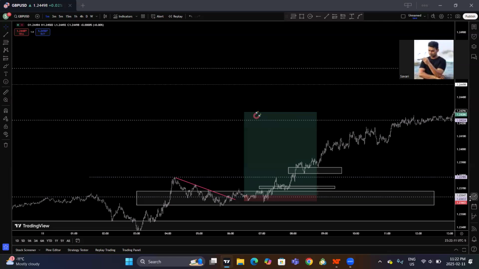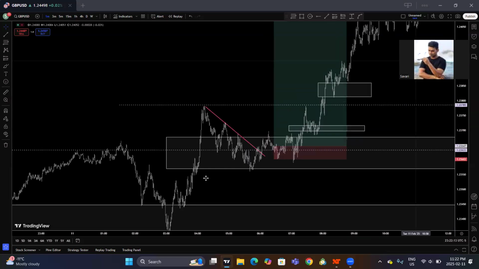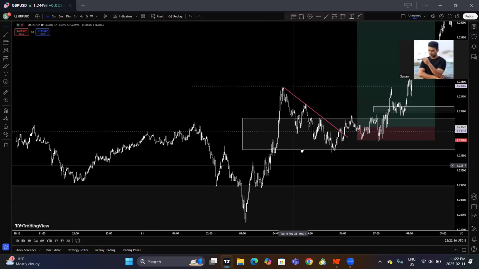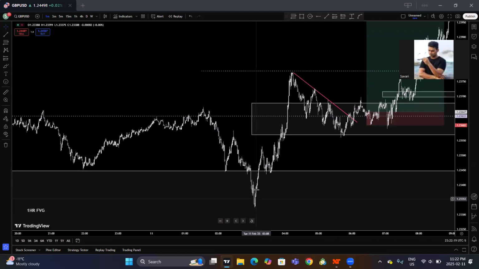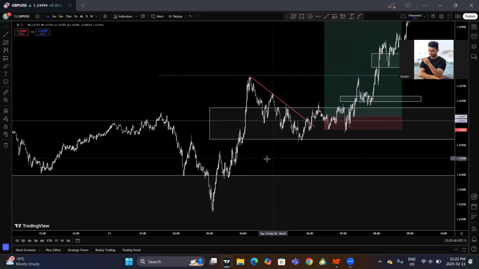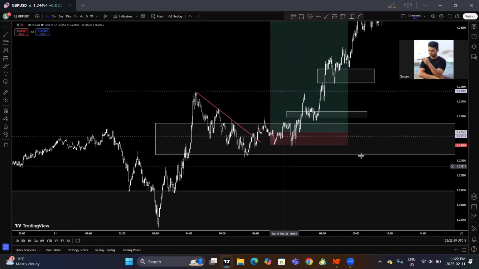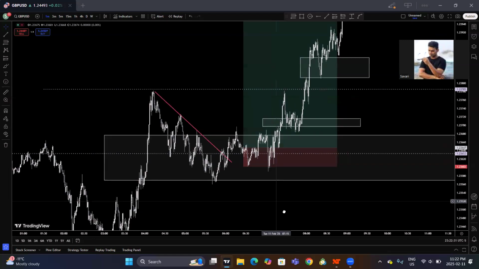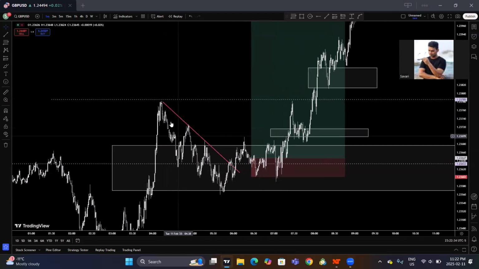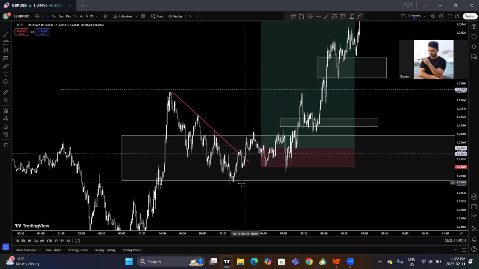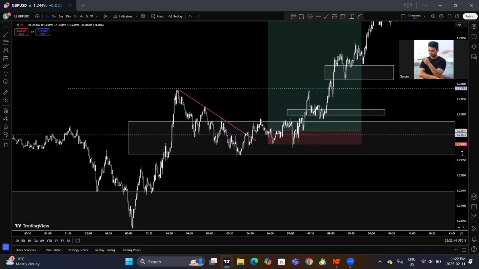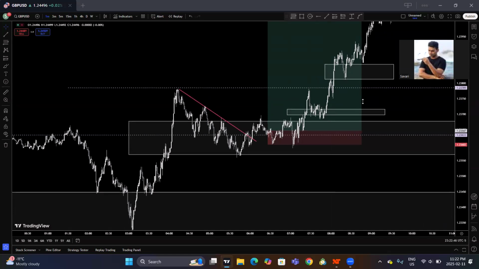So price just came and tapped this fair value gap, went higher, gave the structure shift to the upside, and price approached the equilibrium level for this whole swing. And I entered my first trade exactly right here. Price created this liquidity, and as soon as the price tapped the equilibrium level, I can show you the level.